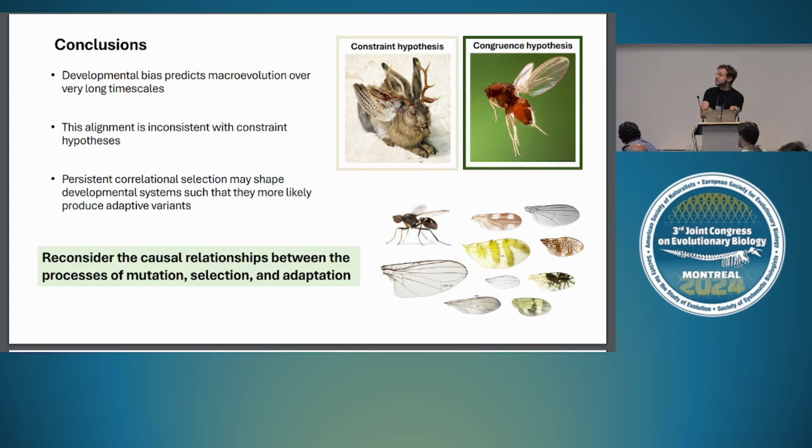And then also the question is, how does developmental bias itself evolve across the phylogeny? We only compared that between sepsids and drosophilids, but we have thousands of other species that we could look at. So, yeah.